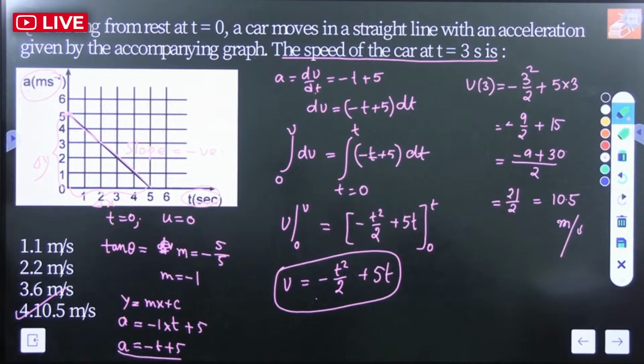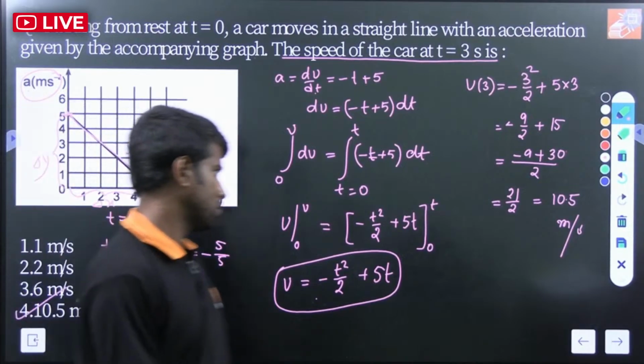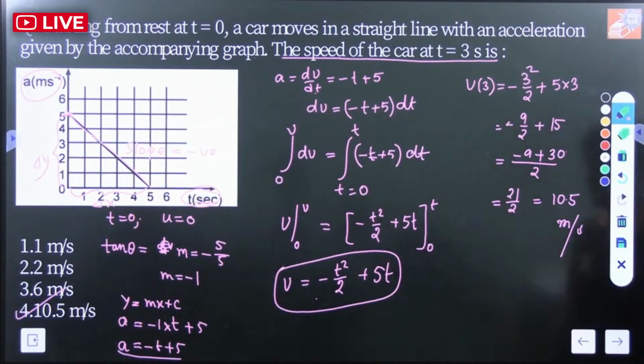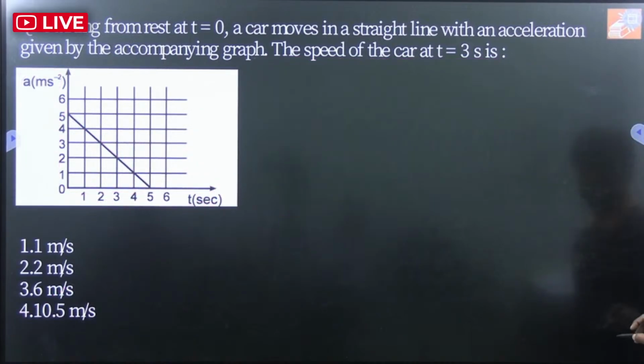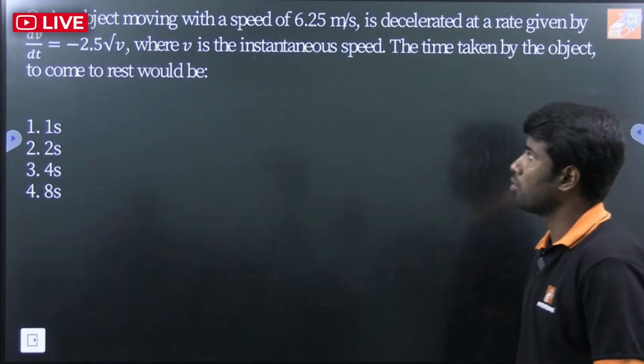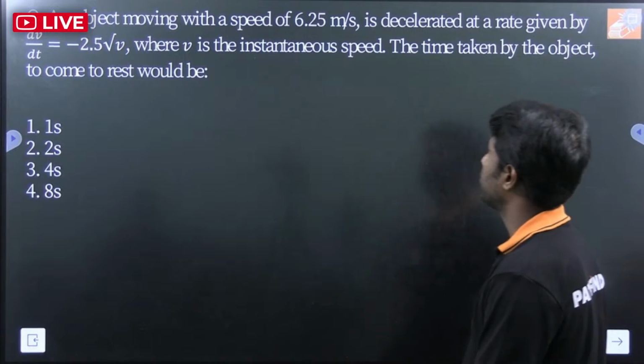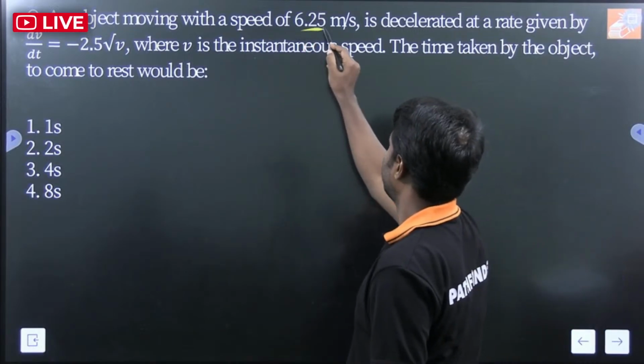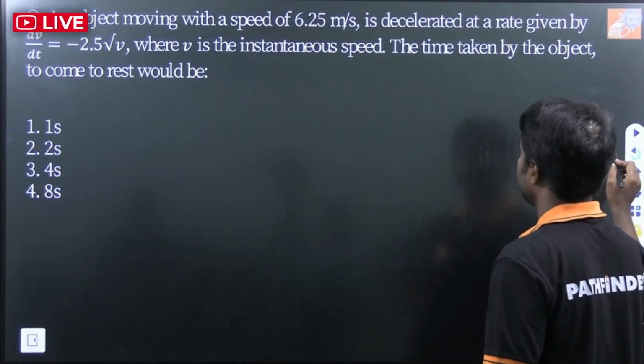Okay? You can take a screenshot now and we'll go to the next question. Chalo. So the next question is: an object moving with a speed of 6.25 meter per second square second.